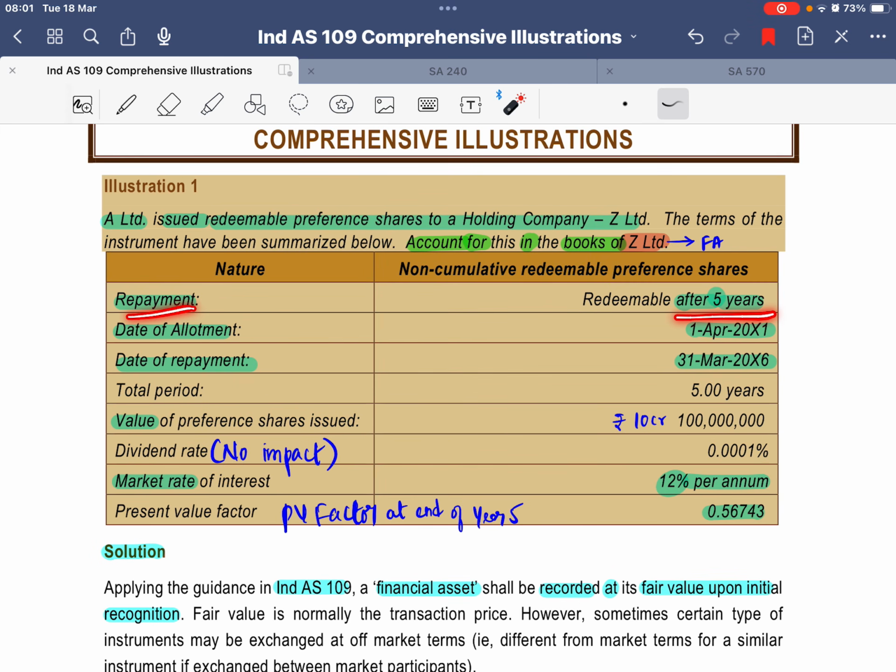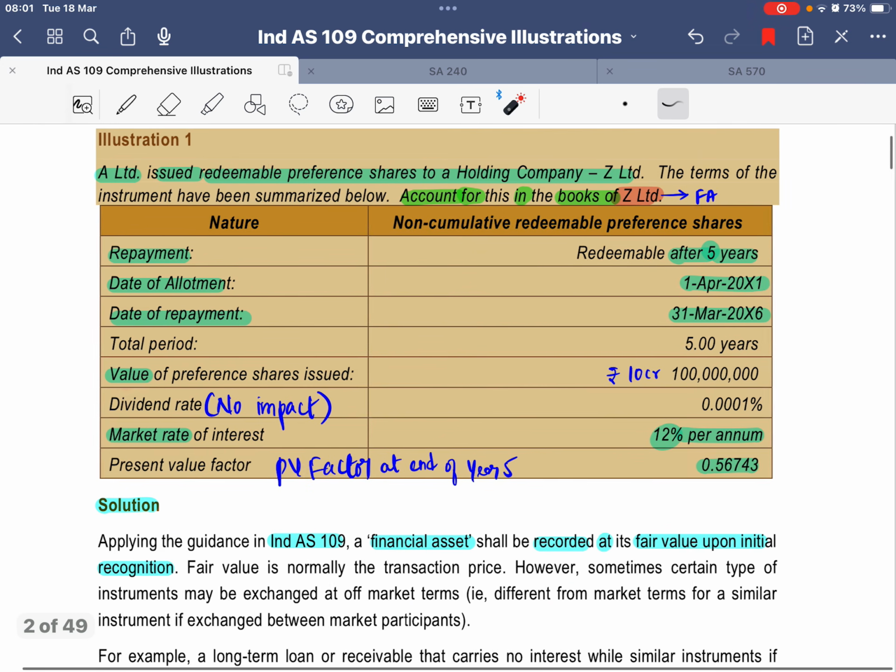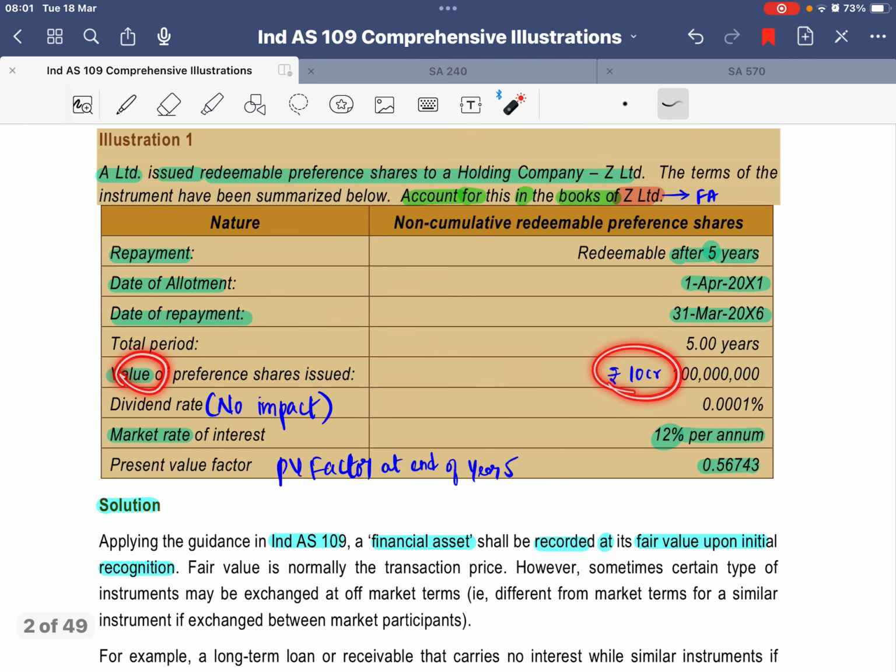Repayment after 5 years. Date of allotment 1st April 20x1. Date of repayment 31st March 20x6. Value rupees 10 crore. Dividend no impact. Market rate 12% per annum. Present value factor at end of year 5 is given.